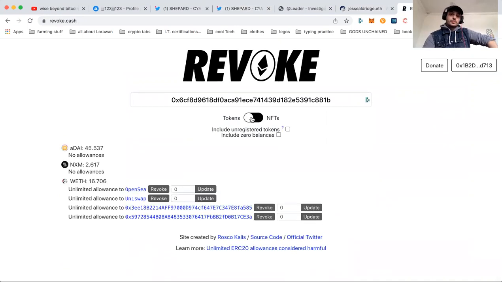Because if you see here, unlimited allowance on OpenSea or unlimited allowances on your tokens means that any smart contract that you're allowing that unlimited allowance can essentially take your tokens if it was a malicious smart contract. And we're degens in this space. We connect to things not knowing what they are. It's important to look back and see what allowances you have in your wallet.